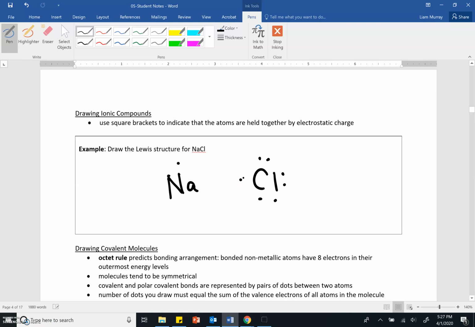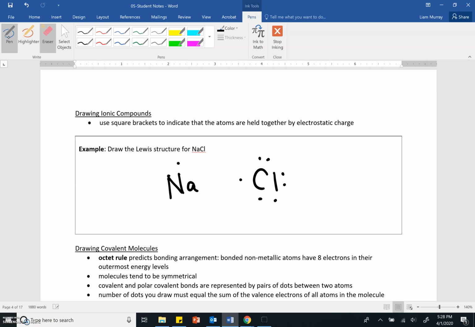So we know we've got a metal and a non-metal. Sodium is going to be losing valence electrons to form a positive ion, and chlorine is going to be gaining electrons to form a negative ion. We now have more protons than electrons with sodium, which makes it positive. We're going to have more electrons than protons in chlorine to make it negative. So how can we now show sodium chloride, our compound, in a Lewis structure format?